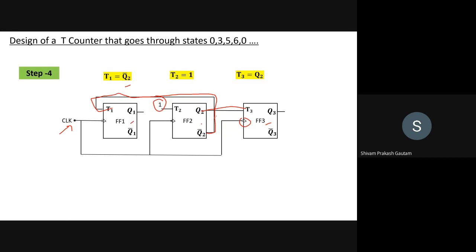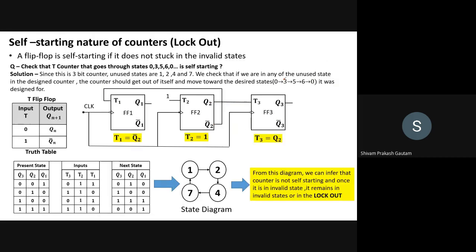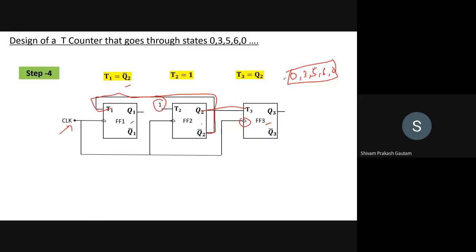And now when you make this kind of counter, it will count from 0, 3, 5, 6, and again back to 0. You can check. I've already shared this slide. You can check by taking some examples. Okay, now we will stop here.